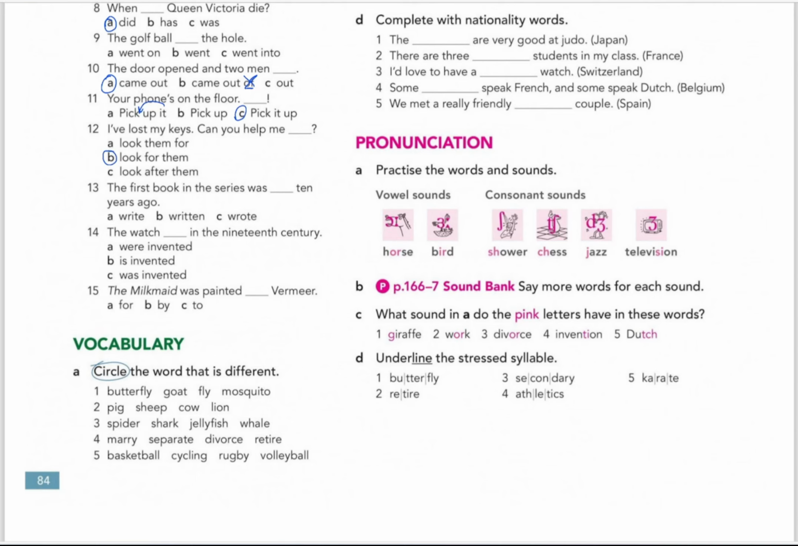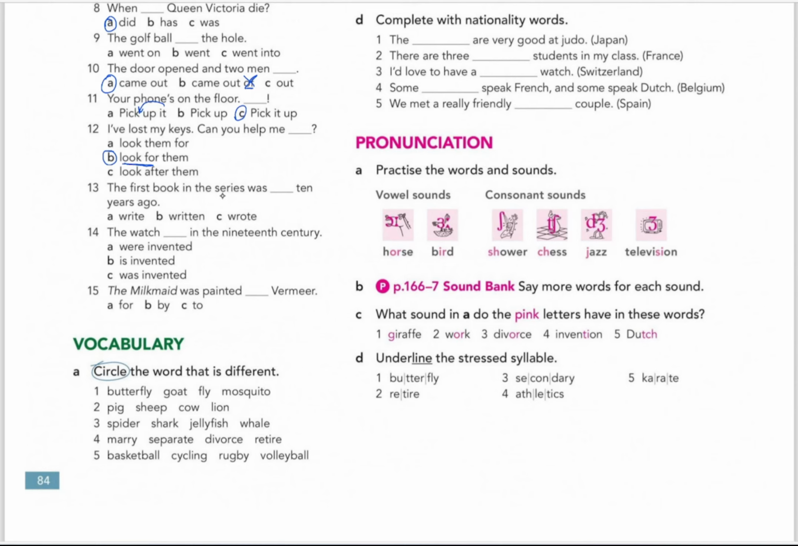Look for them. Because look for is a type of phrasal verb which we cannot separate. Look and for, they have to stay together all the time. We can't put anything in between. That's why B will be the right answer.